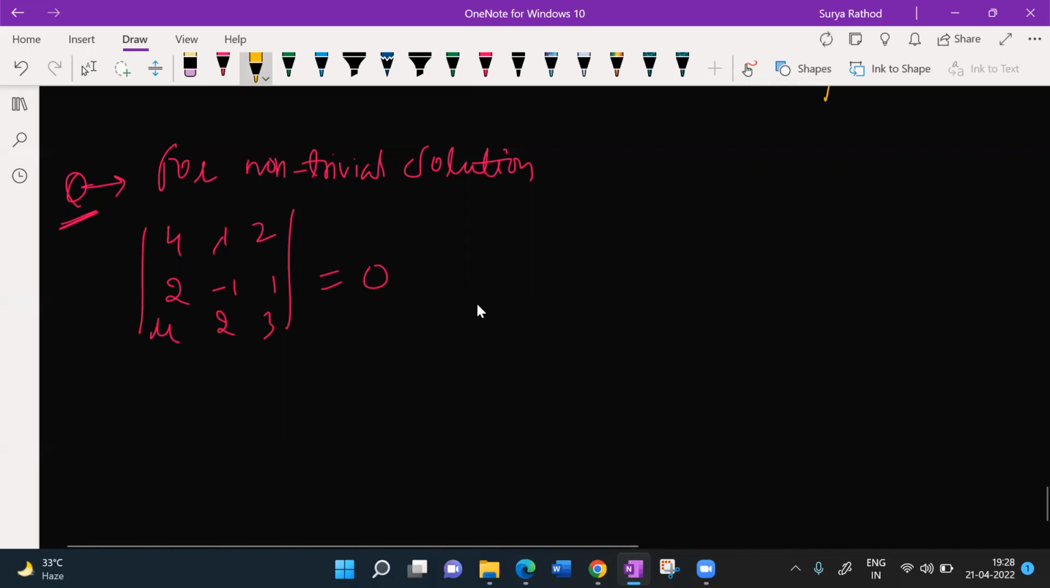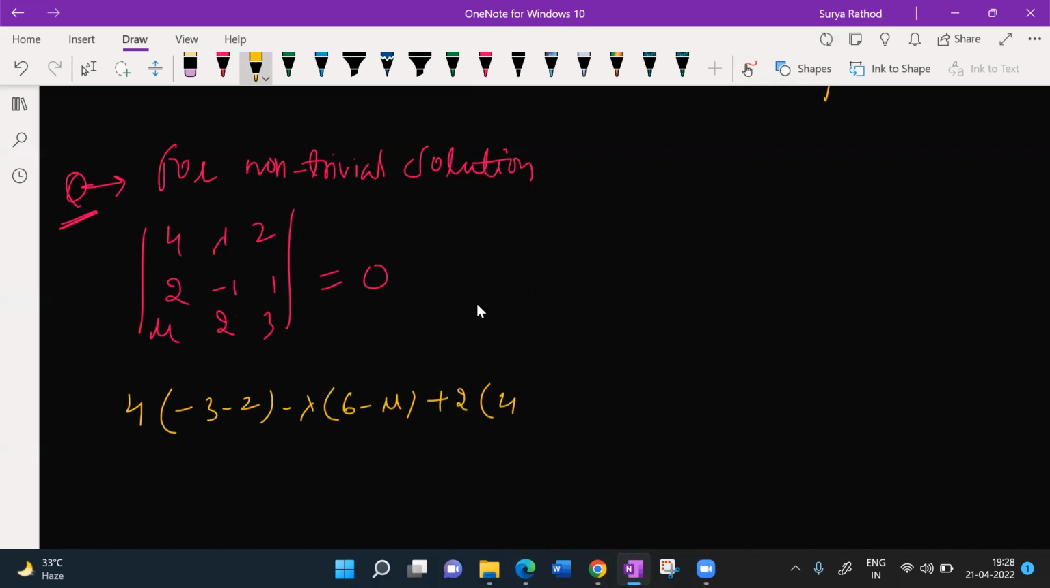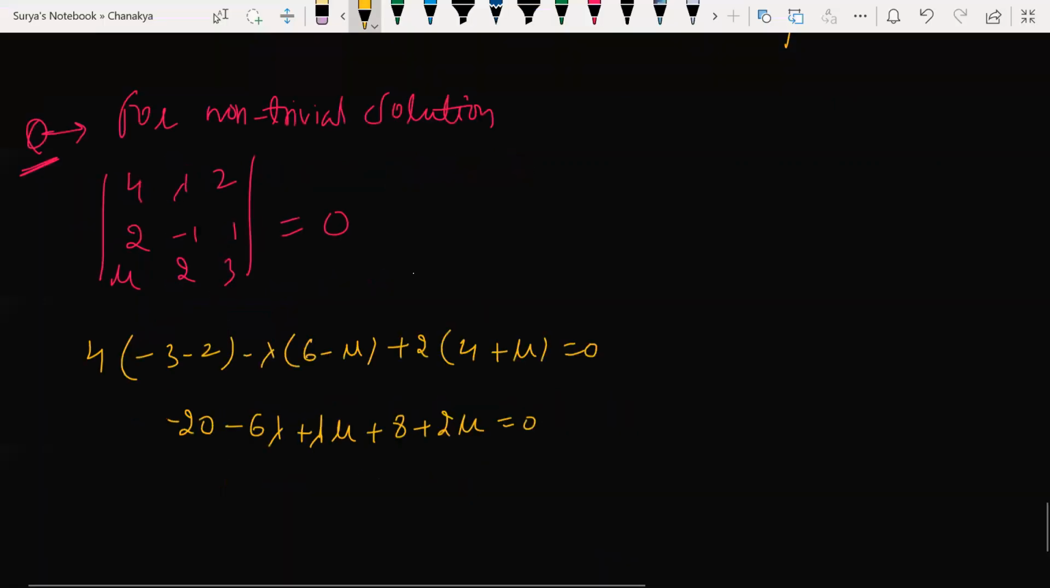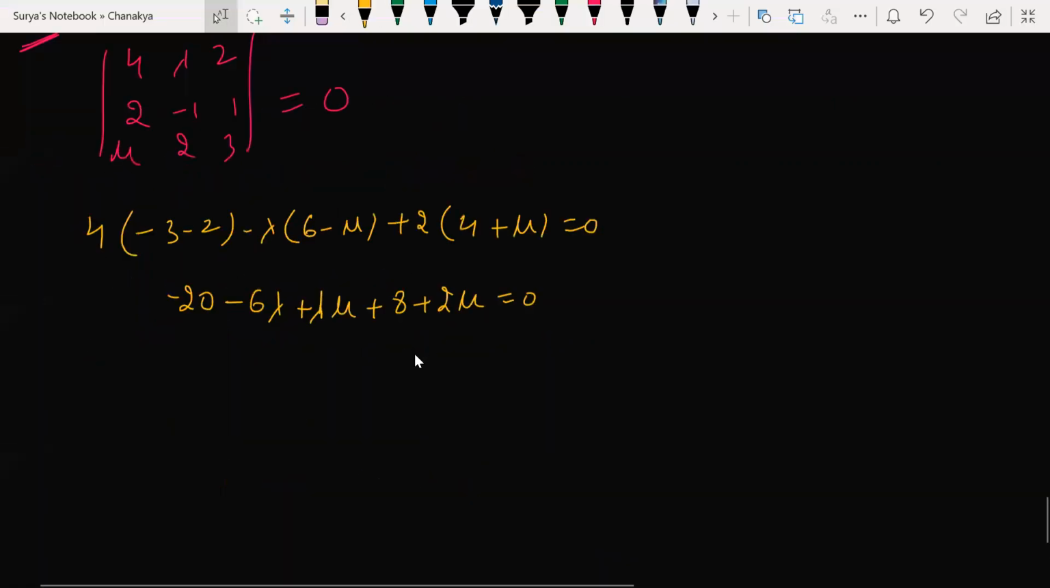So make a determinant of this. 4 into minus 3 minus 2 minus lambda, so 6 minus mu, plus 2 into 4 plus mu is equal to 0. So minus 20 and minus 6 lambda plus lambda mu plus 8 plus 2 mu is equal to 0. Correct? So this is what I get basically. Now simplify this.